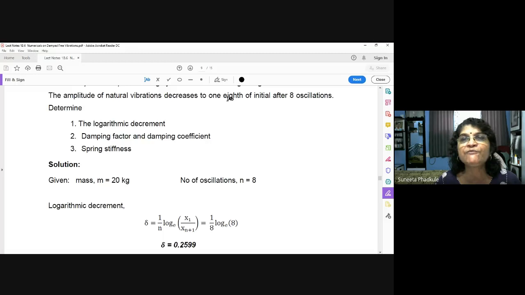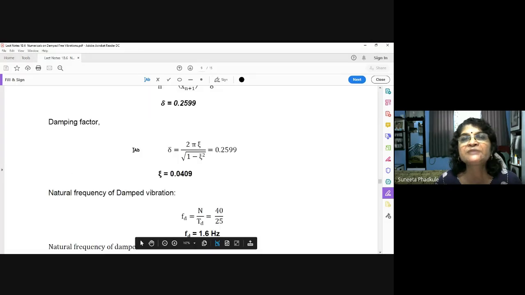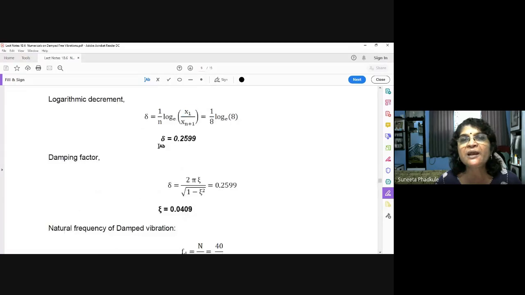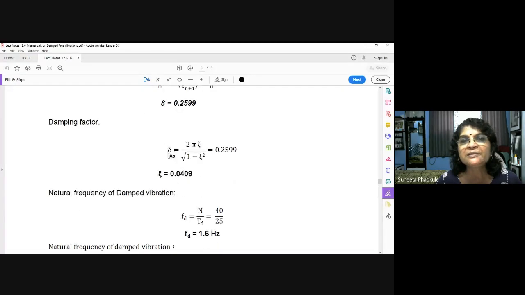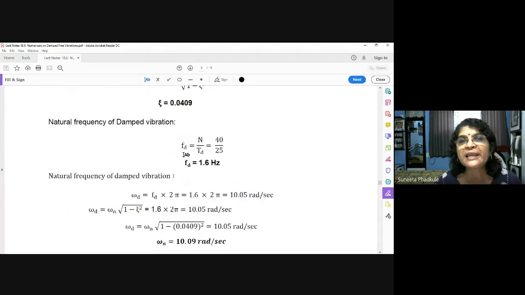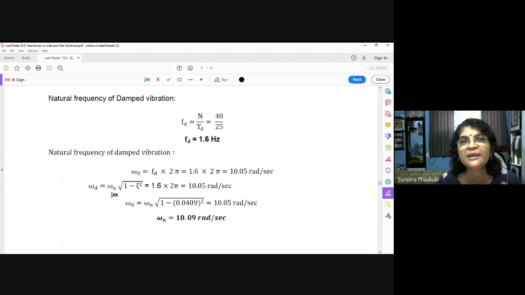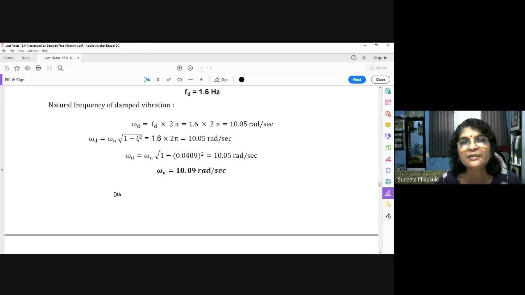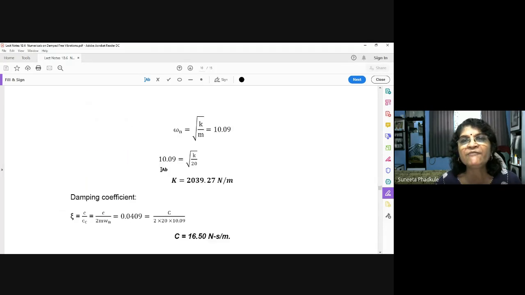From that one you find out FD. So first you find out from this x1 upon xn plus 1, find out delta. From delta find out zeta. Then from the given number of cycles and time period you find out FD. From FD you find out omega D. From omega D and zeta you find out omega N. Once you find out omega N, find out K.